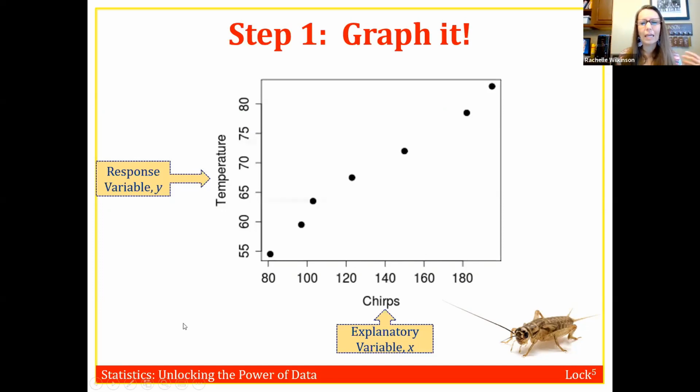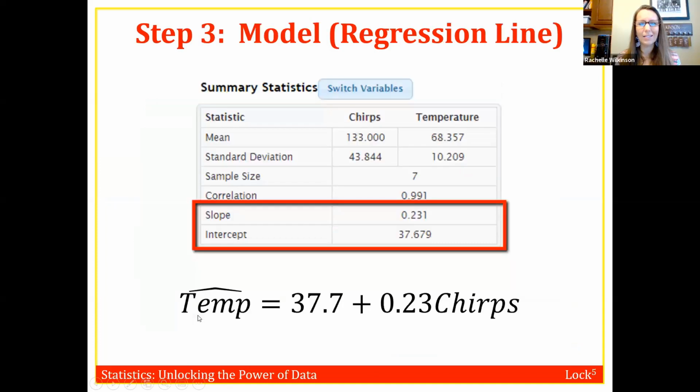So thinking about a chirp rate of 0, it's probably not really going to make sense in the context of this problem. So as a number, the 37.7 is kind of meh. It's not really that interesting to us because it doesn't have a lot of meaning in the context of this problem. But let's look at the slope.